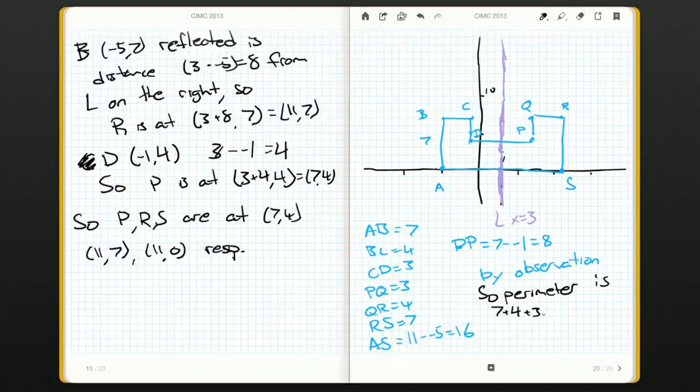7 plus 4 plus 3 plus 3 plus 4 plus 7 plus 16 plus 8. Have we missed any? 1, 2, 3, 4, 5, 6, 7, 8. There are 8 lines, and we have 8 things here, so 7 plus 4 plus 3 plus 4 plus 3 plus 7 plus 16 plus 8. We can do that on a calculator. We can group these, like these guys together are 24. These guys are 14. These guys are 14. But whatever we do, we get 52.